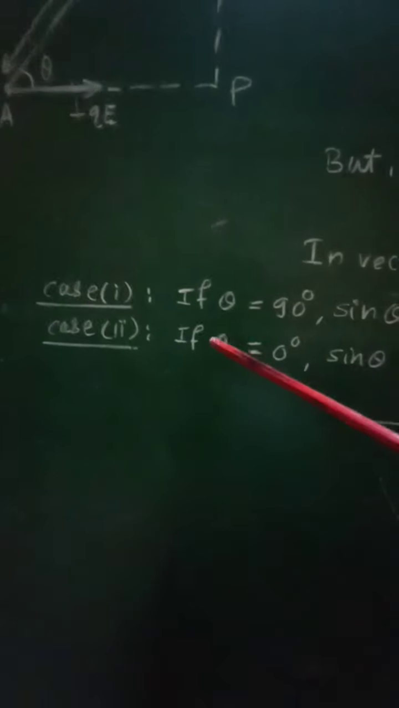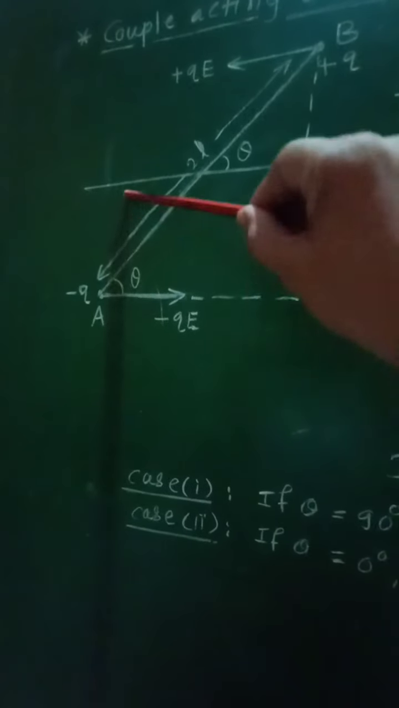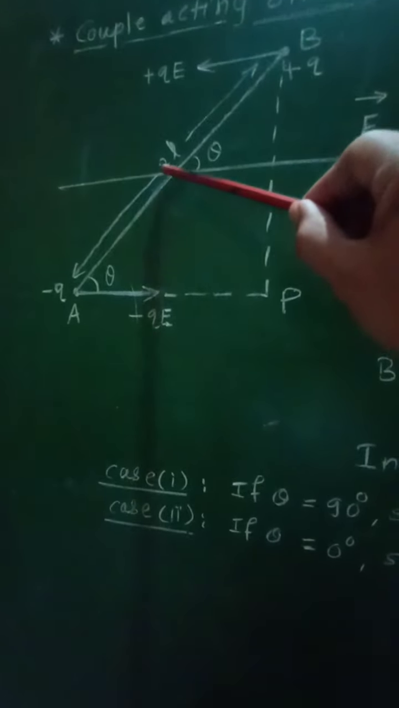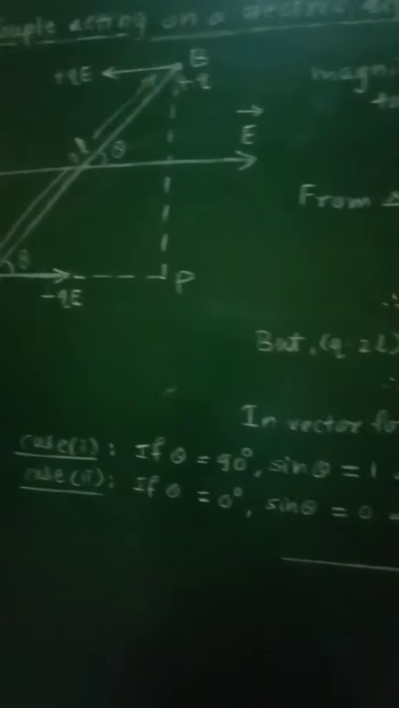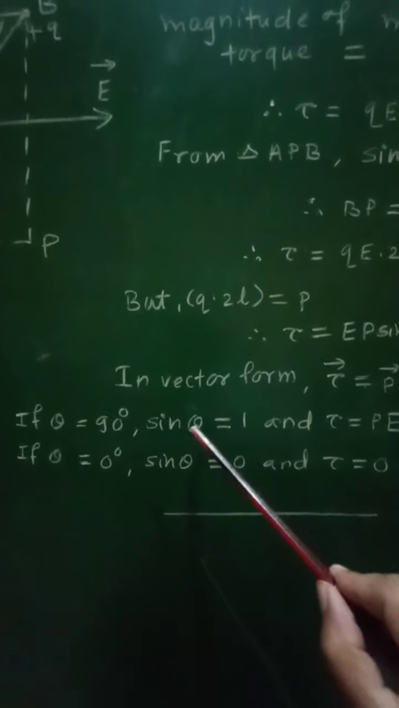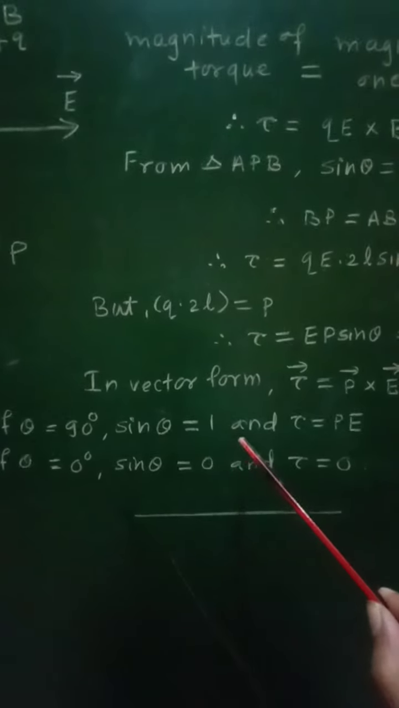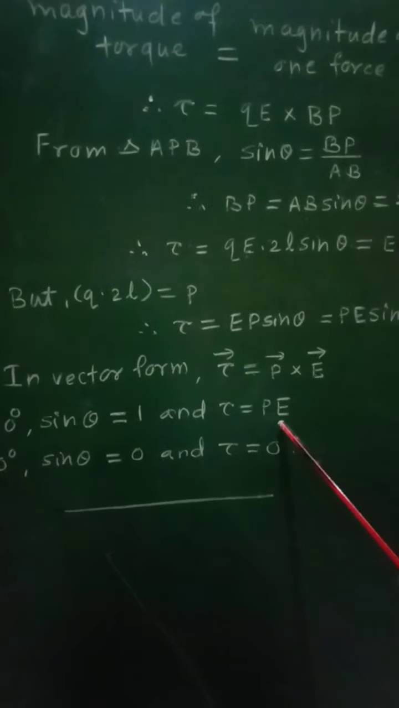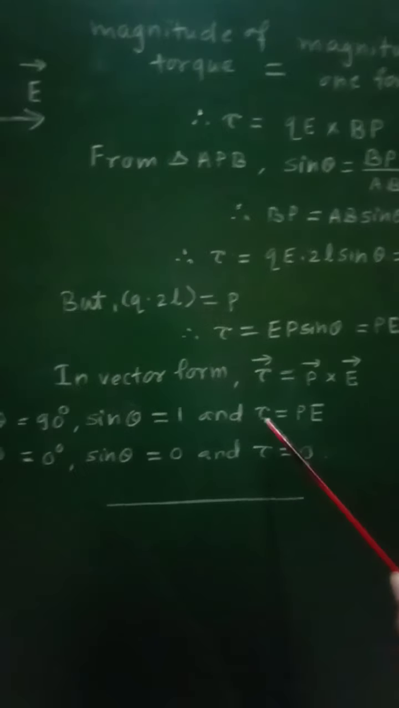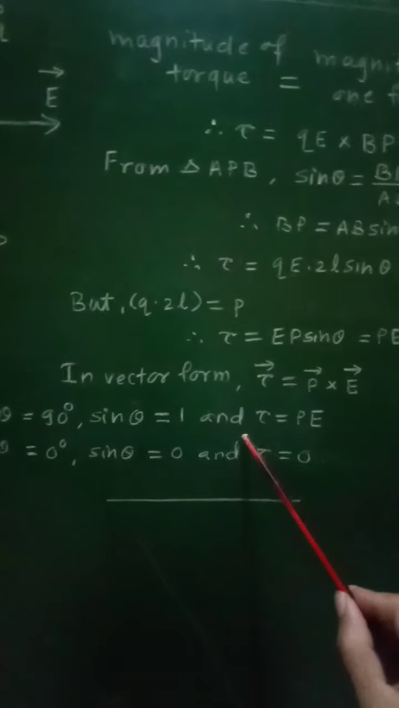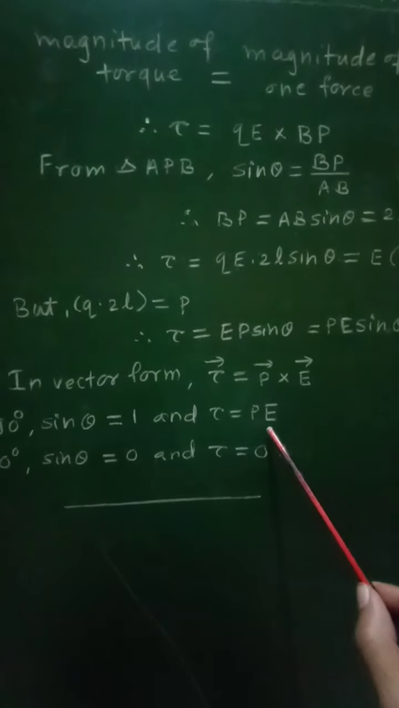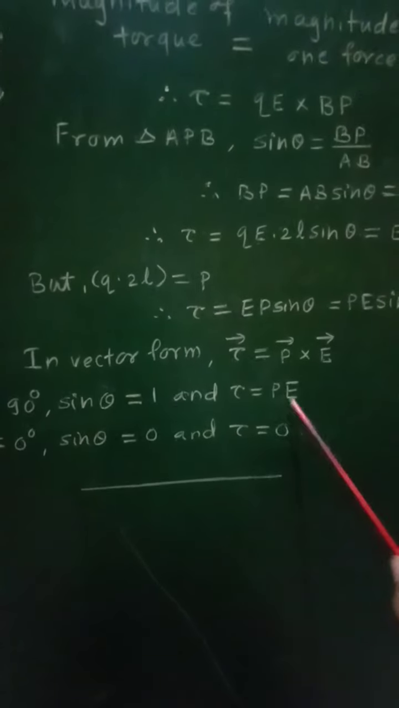So the first case is if theta is equal to 90 degrees. If this theta is equal to 90 degrees, that means this electric dipole will be perpendicular to the direction of electric field. At that time, sin theta, that is sin 90, will be equal to 1 and torque will be equal to PE. So if the electric dipole is perpendicular to the direction of electric field, at that time the maximum torque will be acting on that electric dipole, and that is equal to PE.